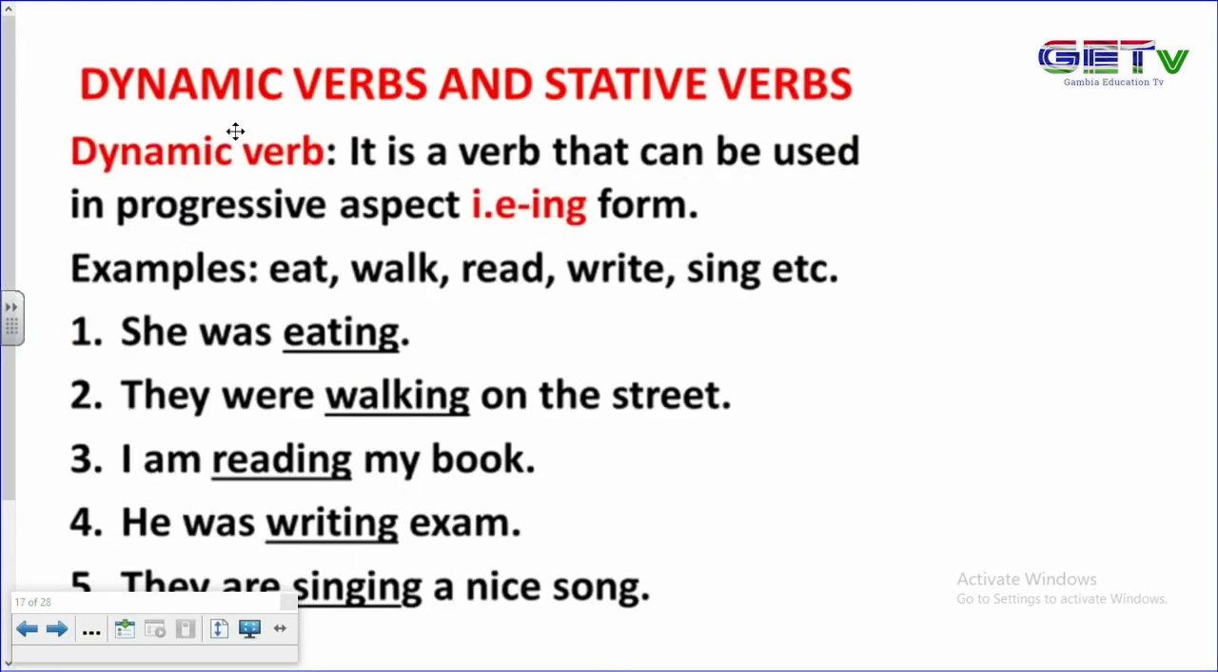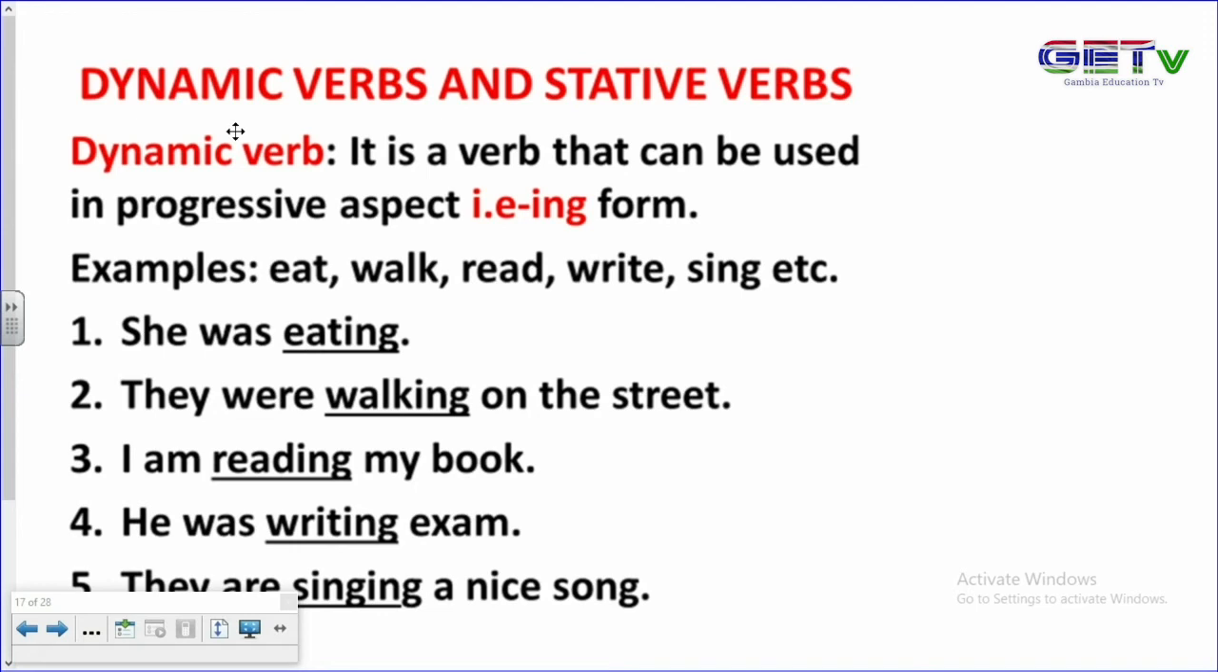We move on. So we're going to look at dynamic verbs and stative verbs. When we talk of a dynamic verb, it is a verb that can be used in progressive aspect, -ing. That is, a verb that can take -ing. Not every verb in the English language can take -ing. Some other verbs don't take -ing. For example, you can say eat, eating, walk, walking, read, reading, write, writing, sing, singing, etc. So you can see them.